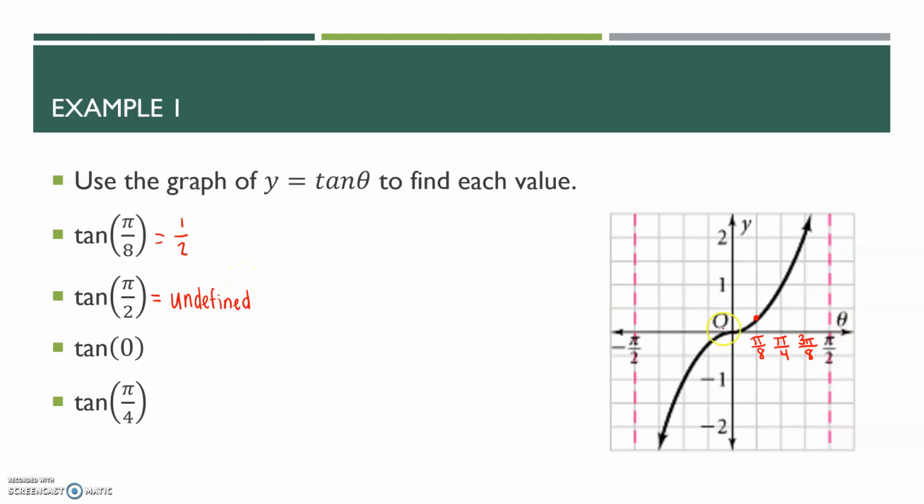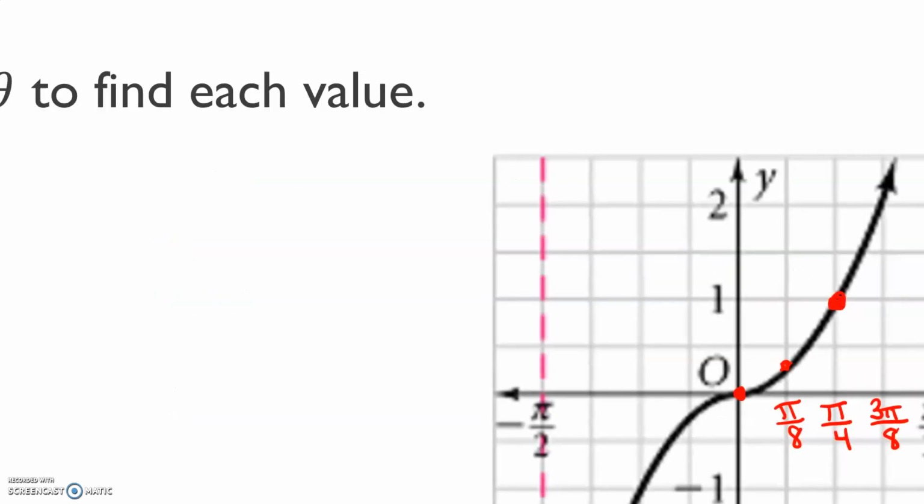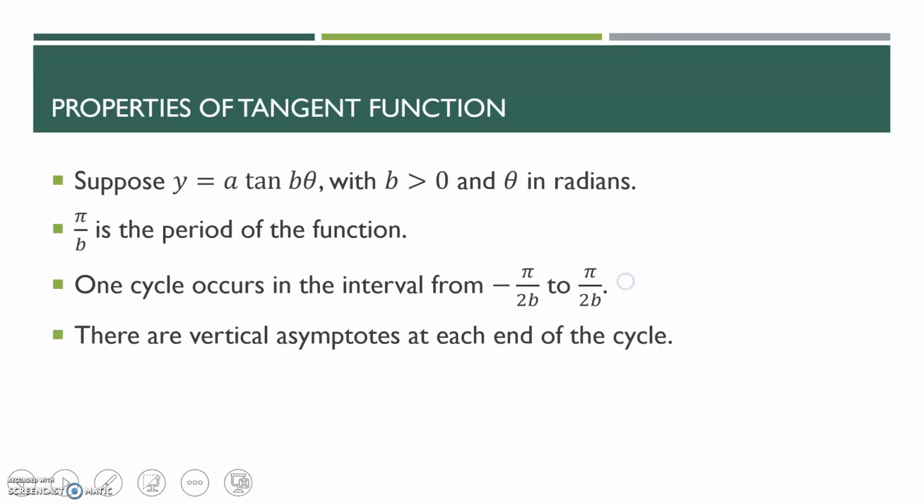What about when tangent is 0? Well, at 0, that's where the graph is crossing through the origin, so it's just a 0. Tangent of pi over 4. Well, let me go over here, follow that up, and that's at 1. So that's kind of how we're using the graph to find these values.